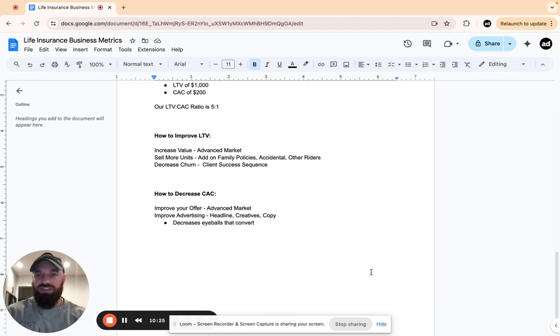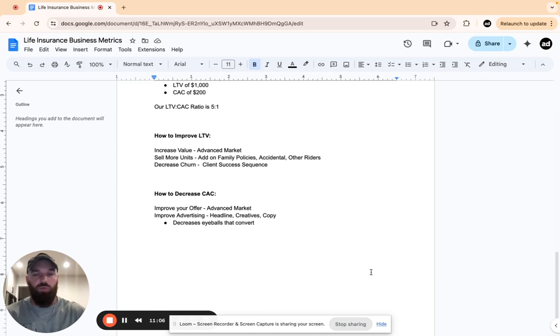Lastly, in terms of decreasing your CAC, which is your cost to acquire a client, these actually pretty much go hand in hand, but the number one way that we did that was improving our offer. Again, we went from offering something that does have utility to more advanced market products that offered greater perceived utility to our clients. So when there's higher utility that the client sees they can get out of the product, they're more willing to spend more into that product.